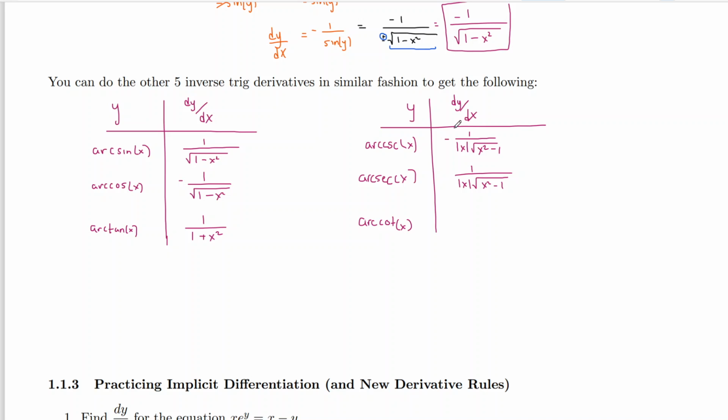So it's arc cosecant. But you can kind of remember from all the derivative rules, remember the 6 trig functions, if your function starts with a c, like cosecant, cotangent, it gets a negative on its derivative. Same thing for the inverse. Arc cotangent looks exactly like arctangent, but with a negative. So it's negative 1 over 1 plus x squared.